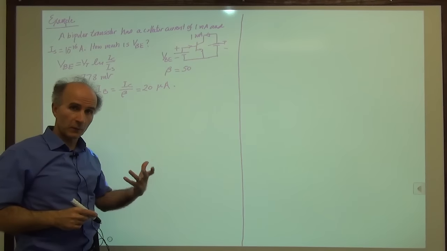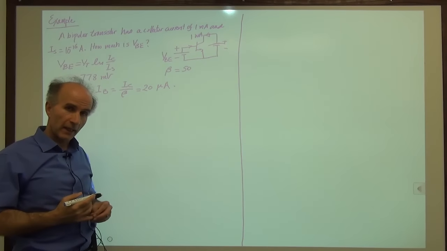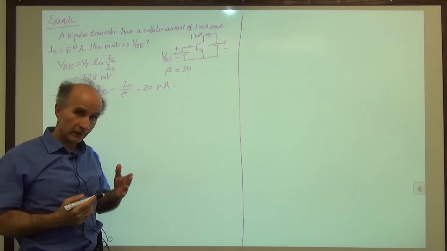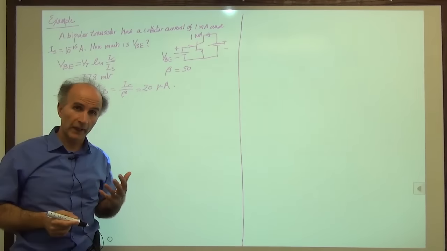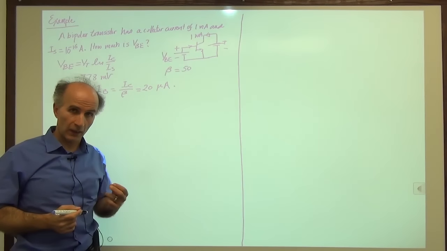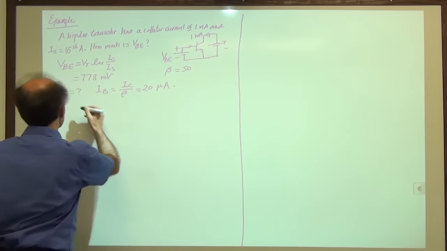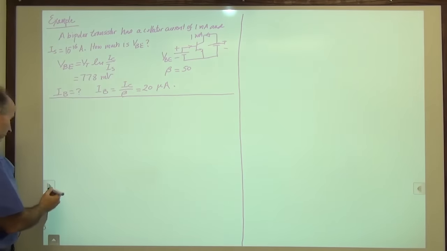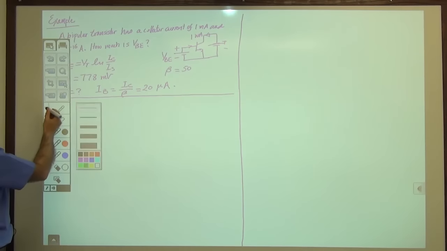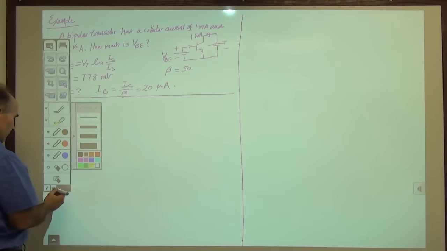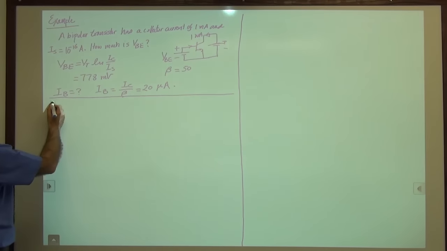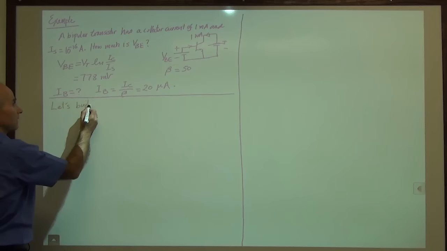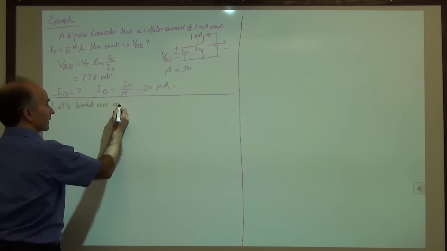So we have gradually acquainted ourselves with the bipolar transistor. And now that we know it is a voltage-dependent current source, we would like to go and build an amplifier using a transistor. So let's do that. Let's see if we succeed in building an amplifier. I will change my pen color to maybe brown. All right, so let's build an amplifier.